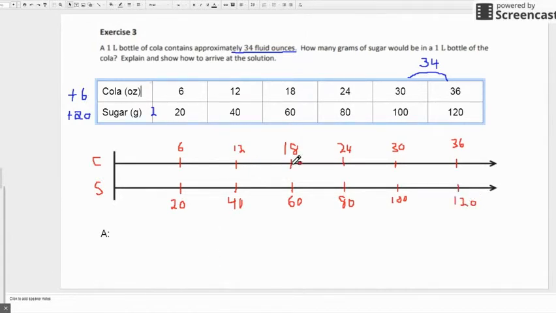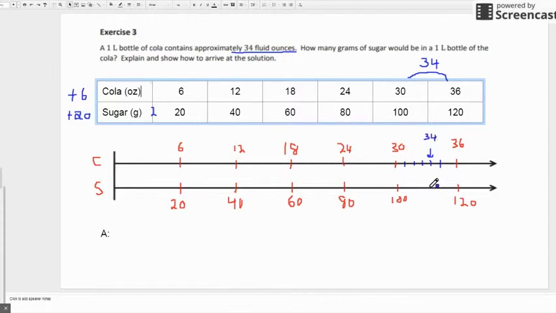All right, so like I said, we need to have 34. And once again, 34 is not even on our double number line. However, it is between 30 and 36. So what I can do is cut my double number line down a little bit more. If I started counting, I would go 31, 32, 33, 34, 35, and of course 36. So 34 would be right here.